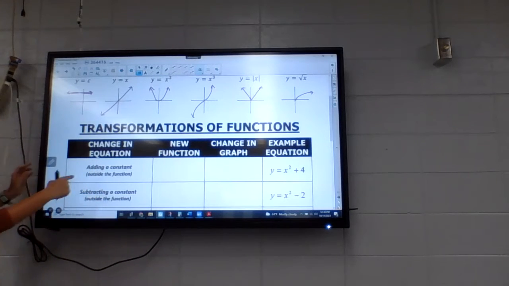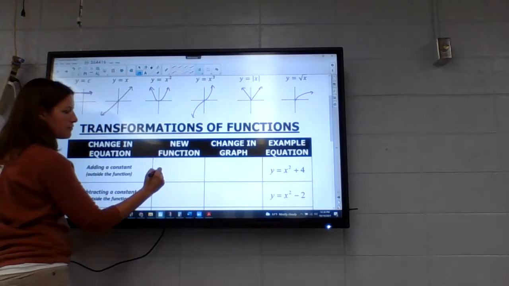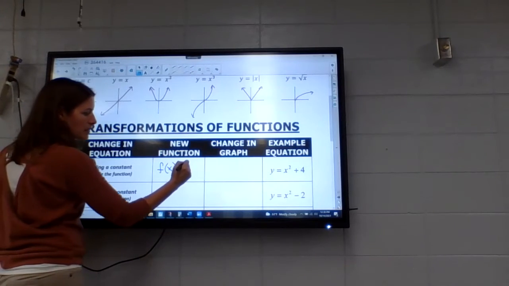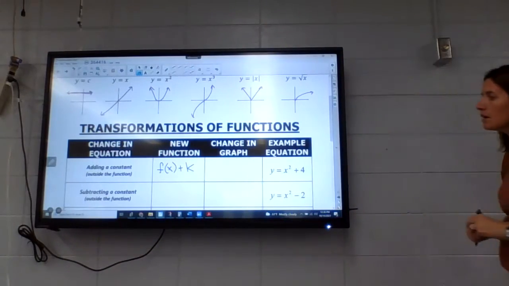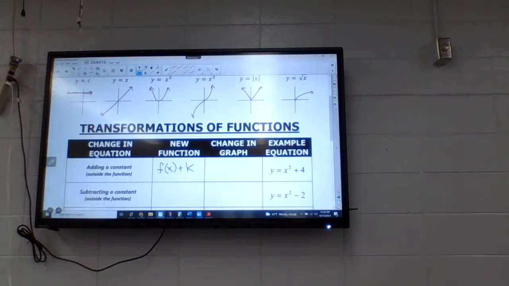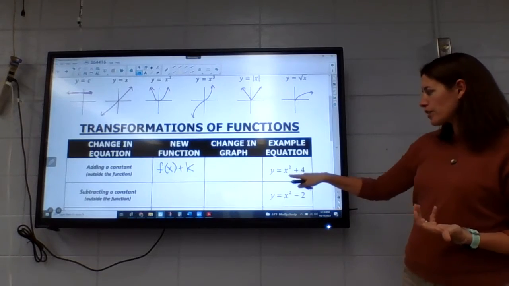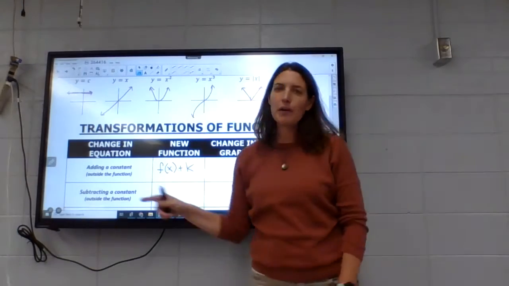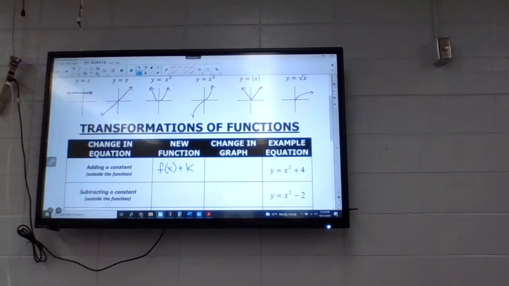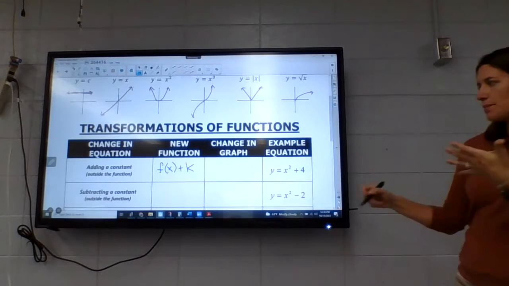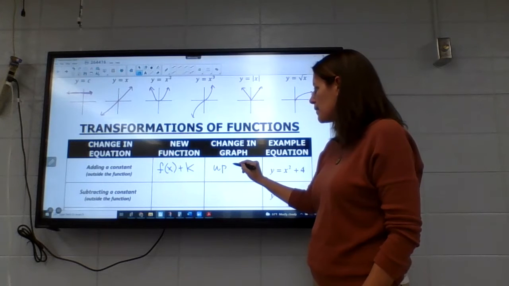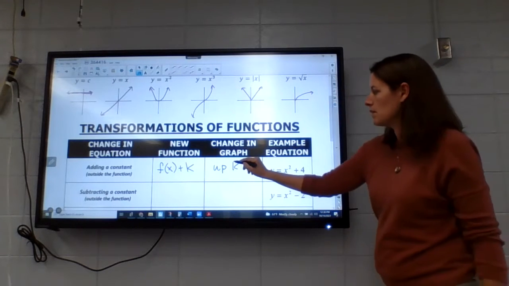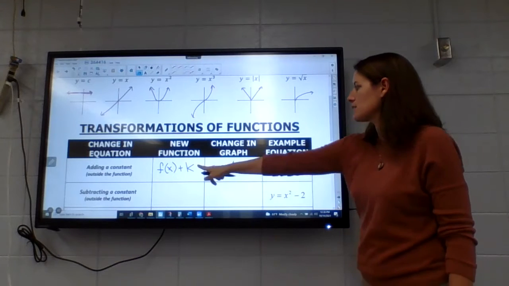So it says we're adding a constant outside the function. So I'm taking a function and I'm adding a number to it. I'm going to call it just k. And so they give you an example. If I took x squared and added 4, what would happen to the graph? It'd go up 4. Instead of saying up 4, because that's an example, I'm going to say it's going to go up k units. Because that's the k I'm adding.